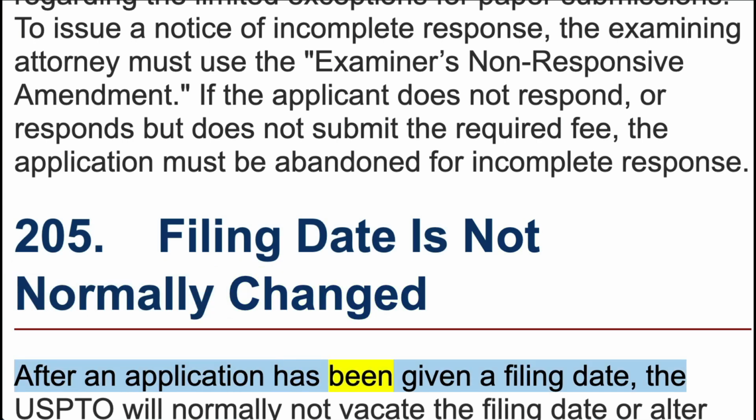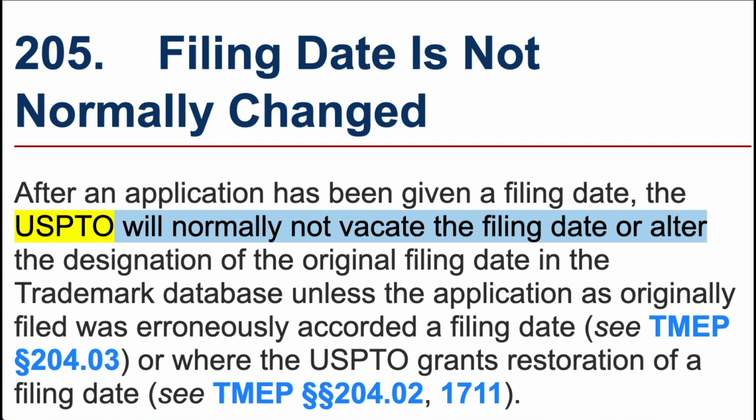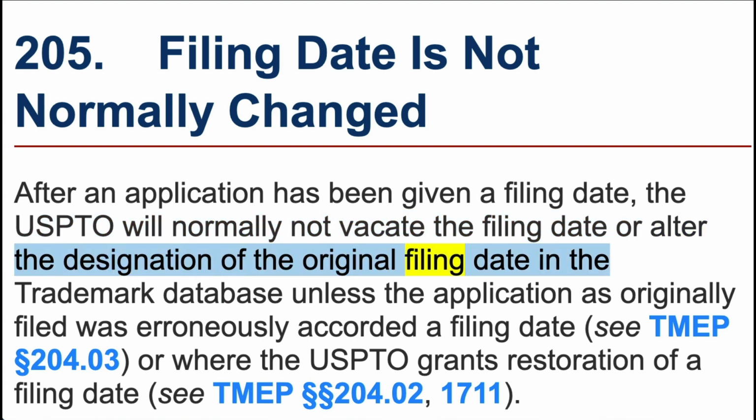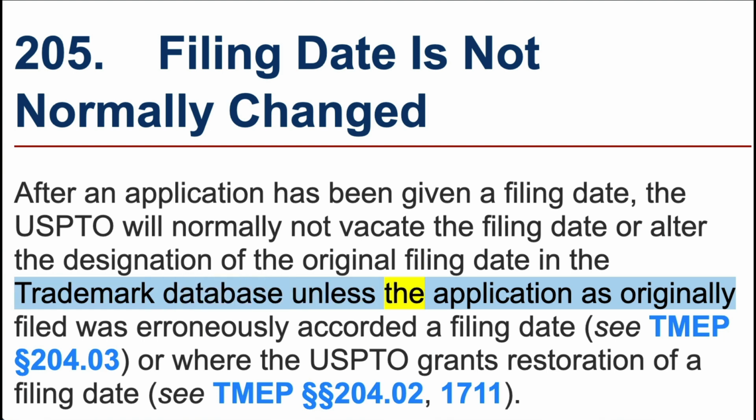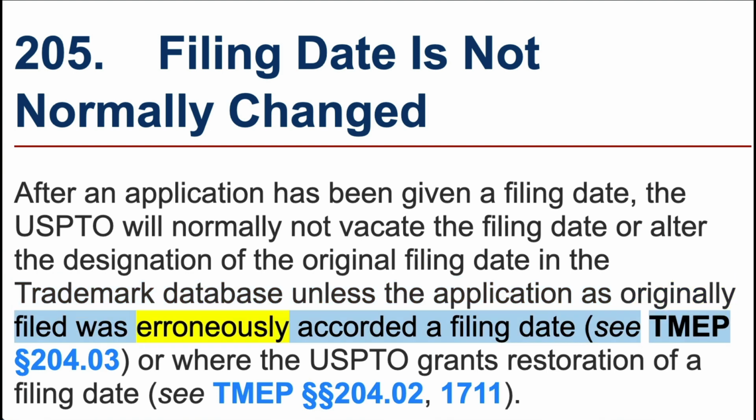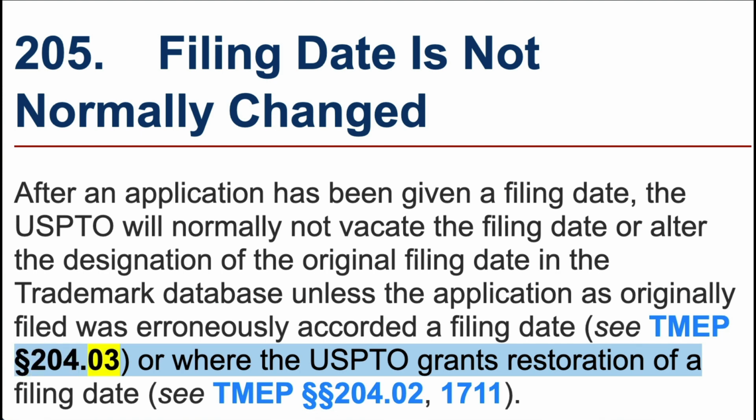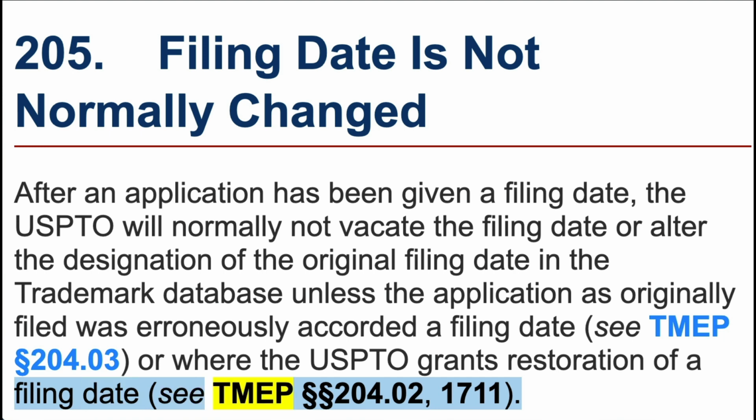After an application has been given a filing date, the USPTO will normally not vacate the filing date or alter the designation of the original filing date in the trademark database unless the application as originally filed was erroneously accorded a filing date, see TMEP Section 204.03, or where the USPTO grants restoration of a filing date. See TMEP Sections 204.02, 1711.